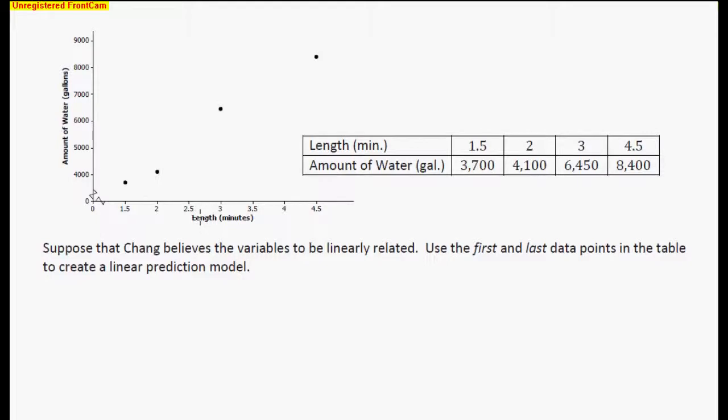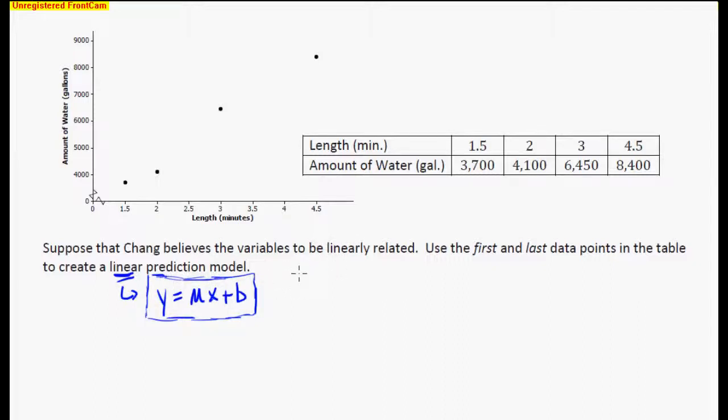Okay, and what they're basically saying is you could draw a line of best fit here. All right, but when they say make a linear prediction model, they're saying come up with the equation. All right, and as soon as we see that word linear, then we know that our model should follow y equals mx plus b. All right, so we've done this before. We've used y equals mx plus b before to come up with an equation. So let's try and do that.